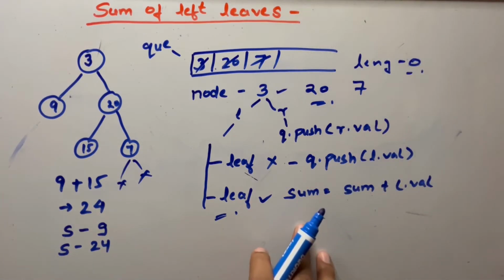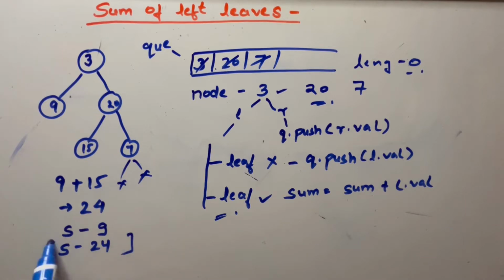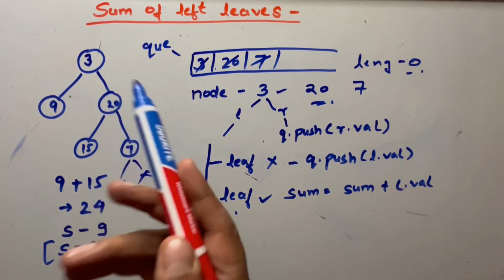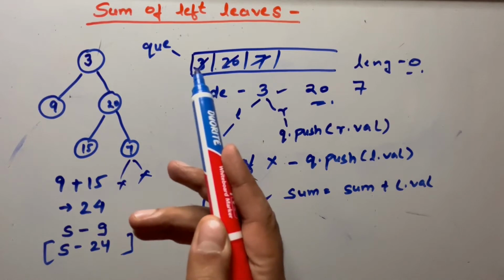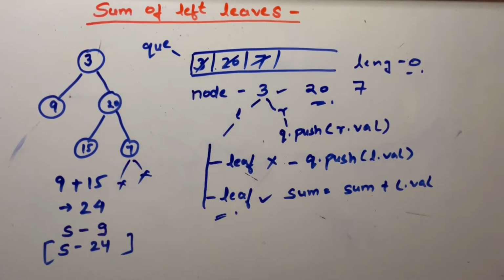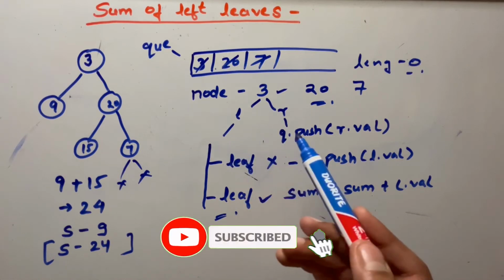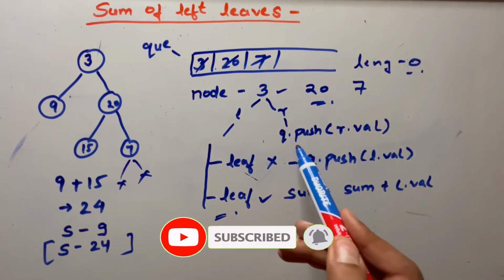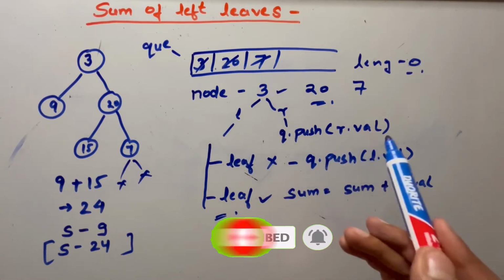So our function will end over here, and the final result that we will be getting is 24. So friends, this will be the logic that we are going to apply while coding. We are simply going to take one queue and enqueue the root node first, and after enqueuing the root node, we will be checking for the left and right node. If it is a right node, we are simply going to push the value of the right node.